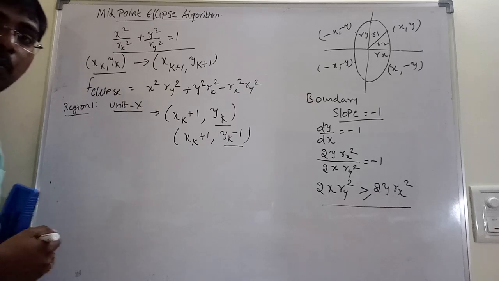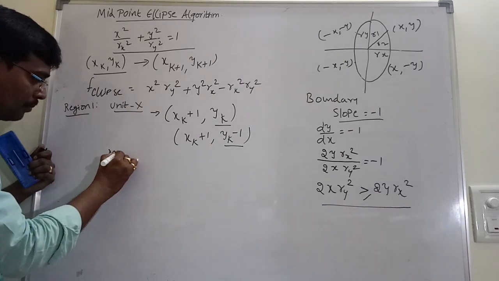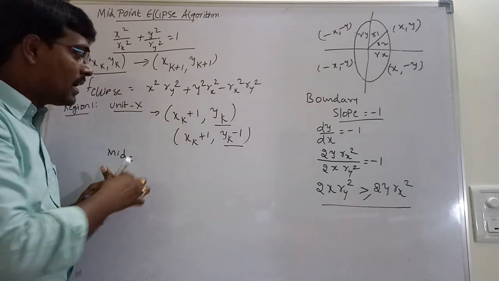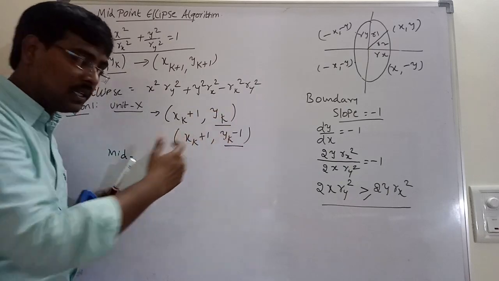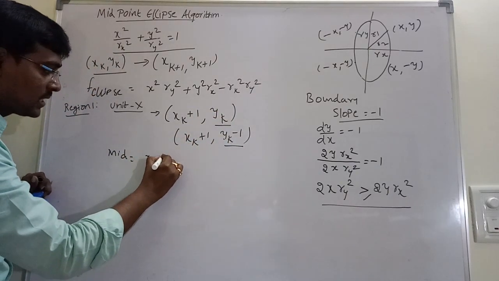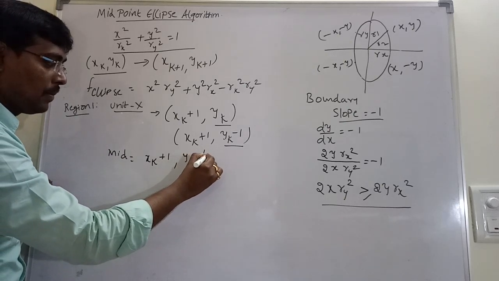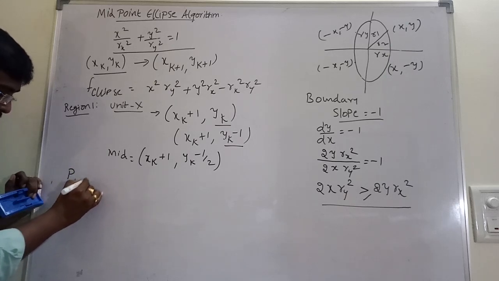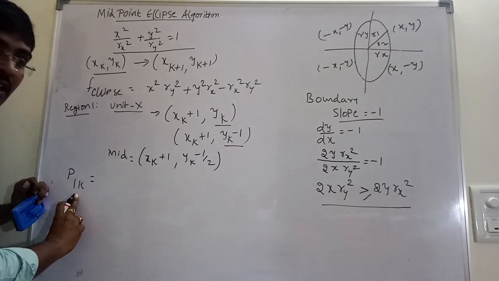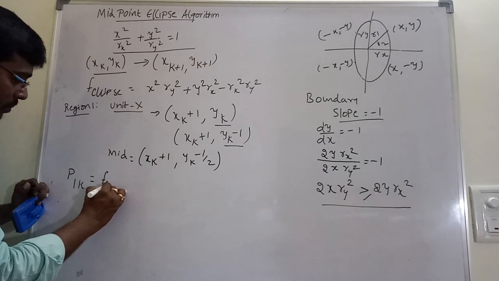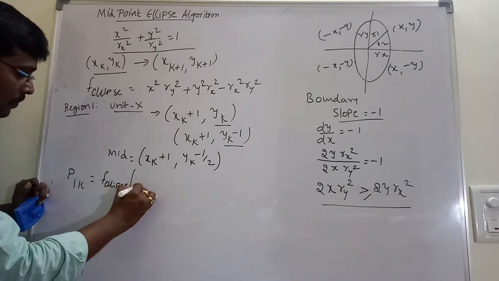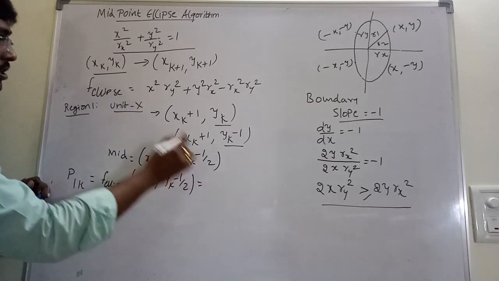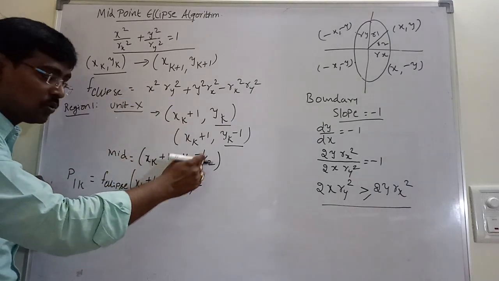Now the concept is the midpoint ellipse algorithm. Calculate the mid value of x1, y1 and x2, y2. Mid is equal to x1 plus x2 by 2 comma y1 plus y2 by 2, that is xk plus 1 comma yk minus half. Now the decision parameter p1k, where 1k means for region 1, is f ellipse of xk plus 1 comma yk minus half, with an x term and a y term.